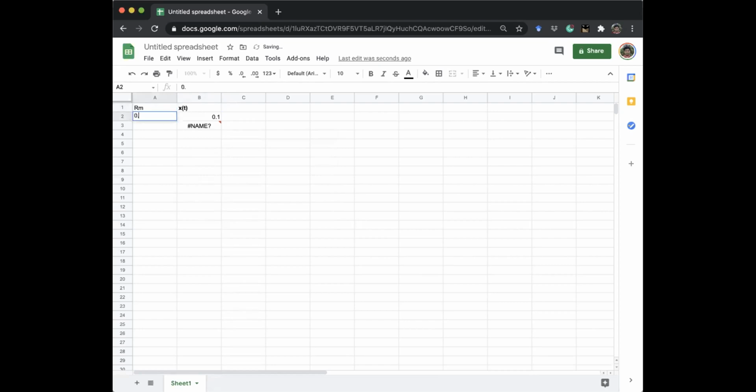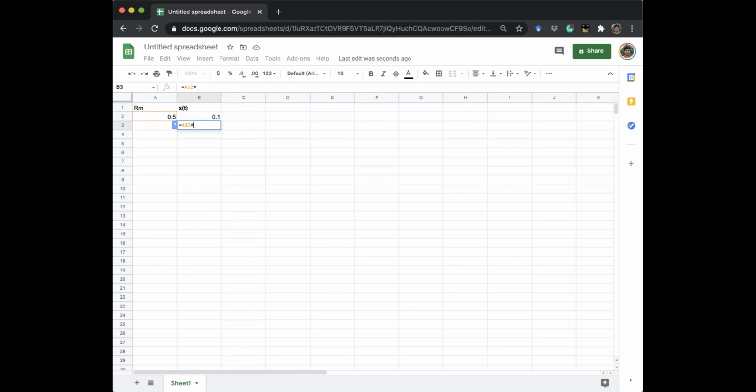RM is let's say 0.5. So A2 has RM. $A$2, I will tell you why I choose dollar, okay? $A$2, that's basically the value of RM times, what's the formula for finding the next value of X? It is X of t into 1 minus X of t, right?